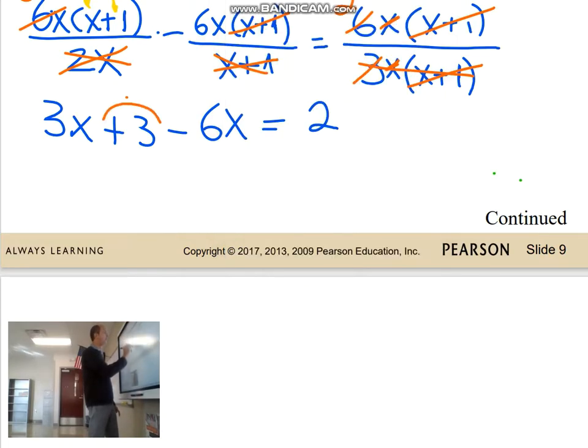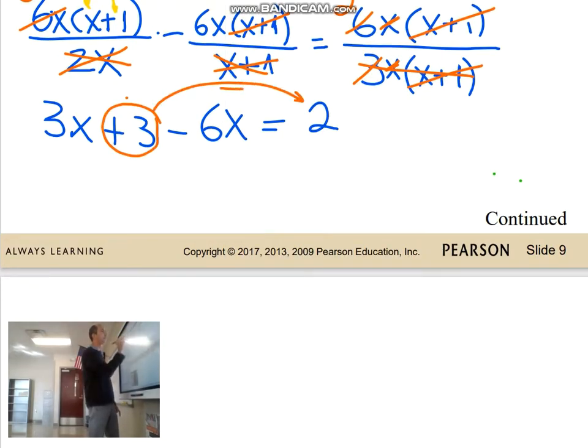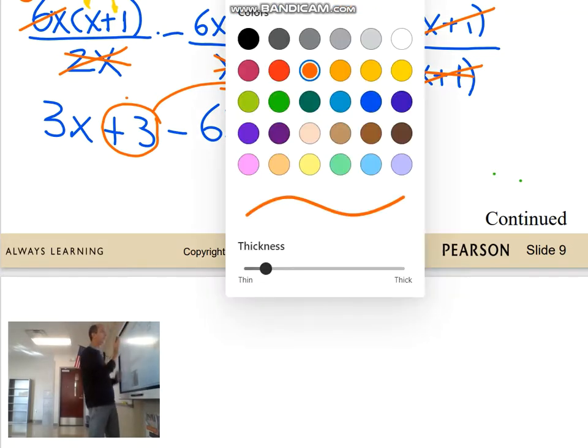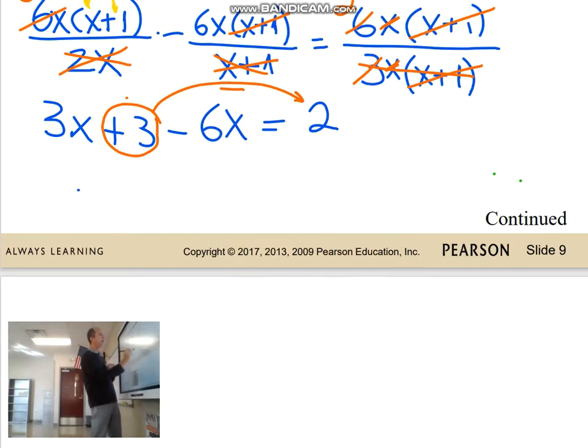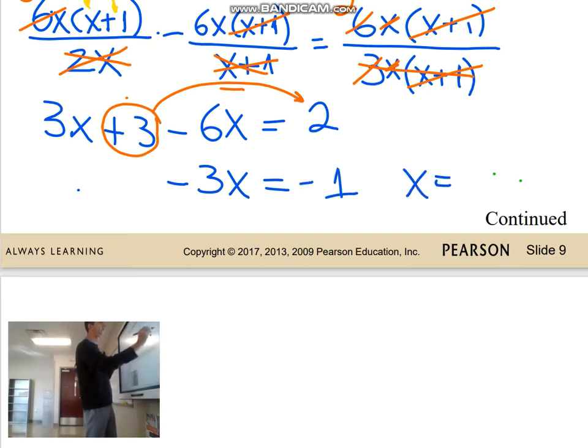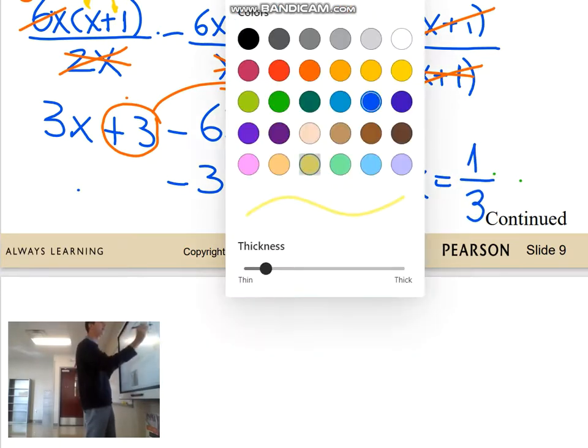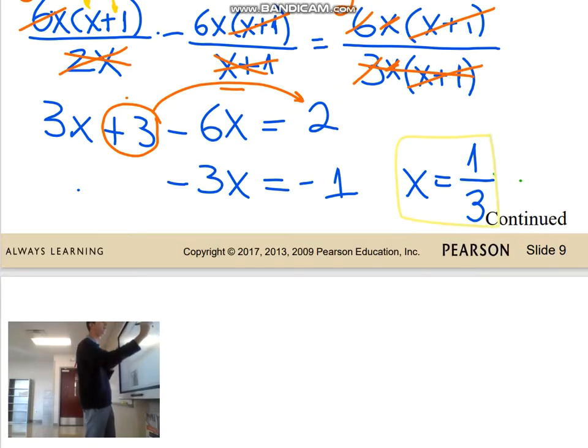Move this positive 3x to the other side. It's going to become a negative. This is the addition property of equality. Remember, 3x minus 6x, negative 3x, right? And 2 minus 3, negative 1. That means x equals 1 over 3. That is the answer that we are looking for.